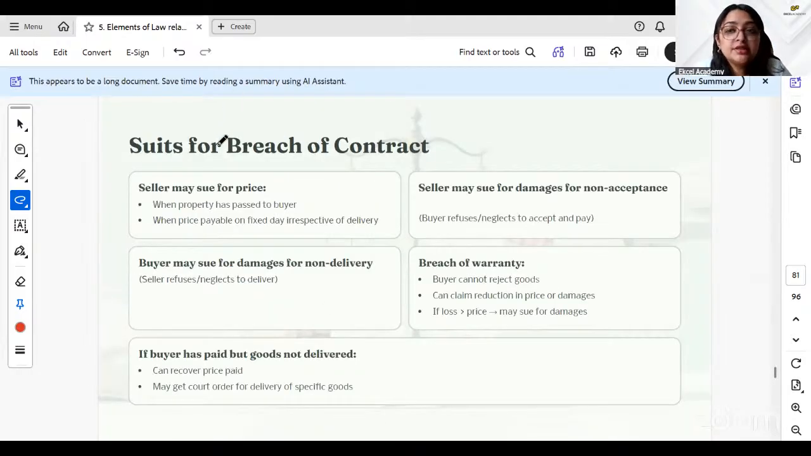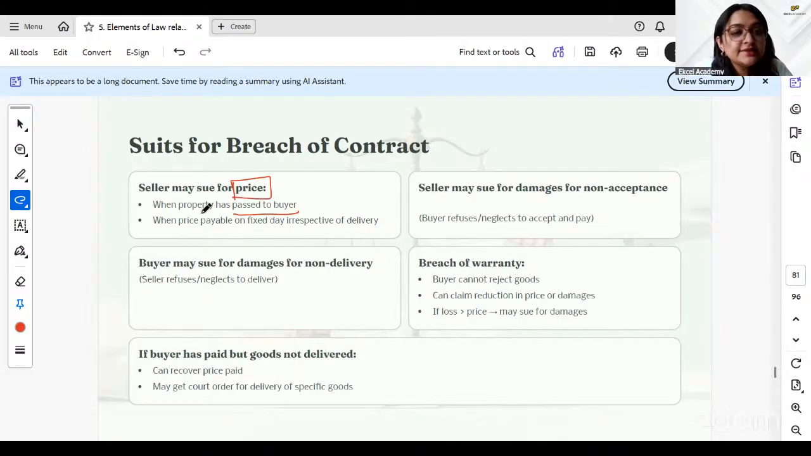Now, what happens when there is a breach of contract? The seller may sue for price. When we say breach of contract here, we mean the buyer has committed a breach. The seller may sue for price when the property has passed to the buyer. That is, if the buyer has already become the owner, then the seller can sue for price, saying because the property has already been transferred to you, please pay us the amount for the property.